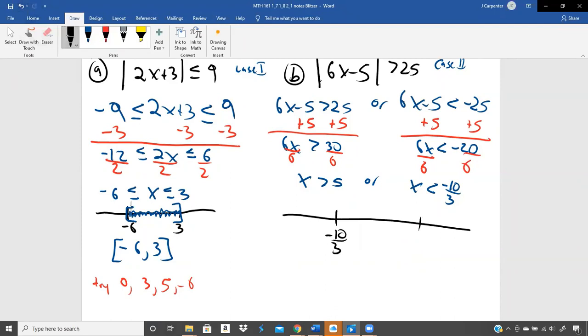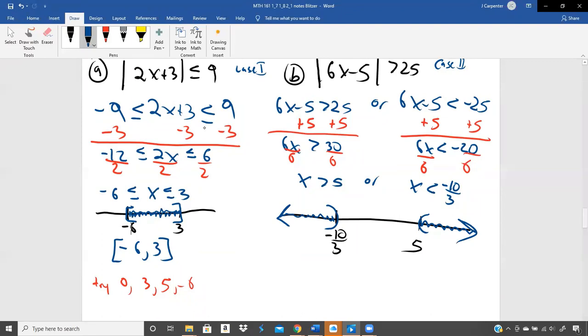Negative 10 thirds, 5. x is greater than 5 means you're starting at the 5 and you shade to its right. Nothing stopping it, so forever and ever. That's a greater than, so it should be a parenthesis. For the other answer, x is less than negative 10 thirds. We start at the negative 10 thirds and we shade left. Nothing stops it, so go forever and ever, and then also a parenthesis. See, we've got that separated window of a solution. It's this, then we hop over a section, and then it's this. And again, this idea is going to be seen frequently moving forward.